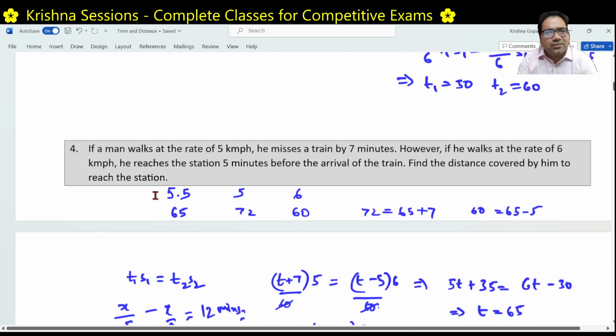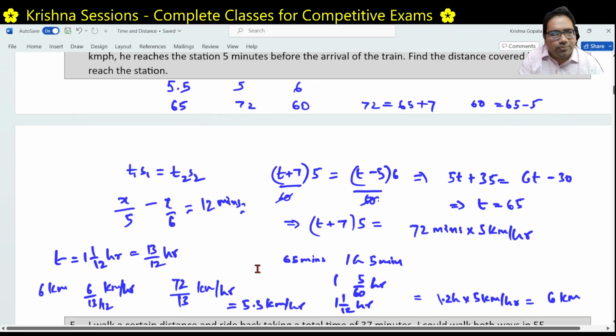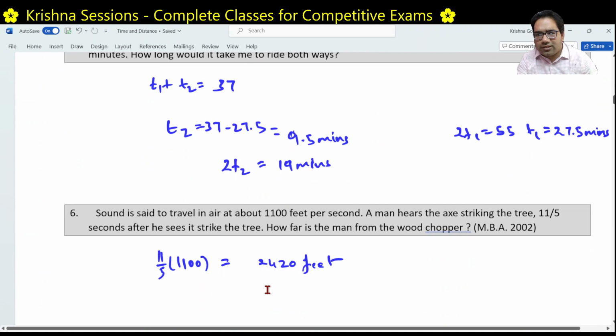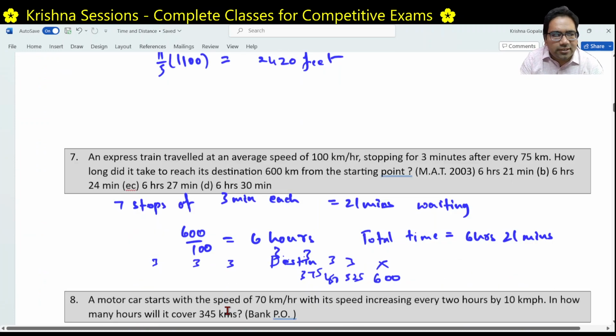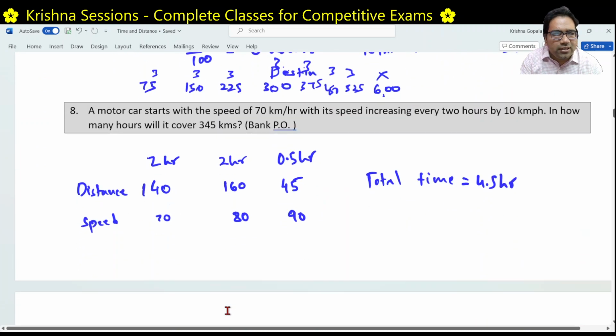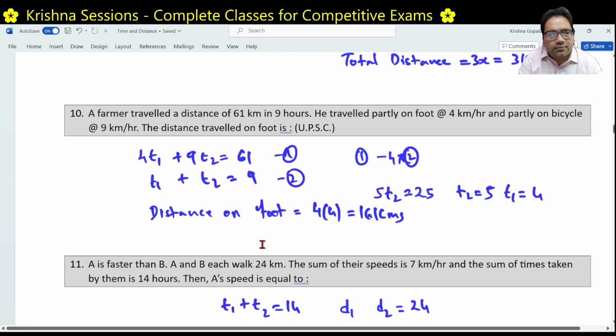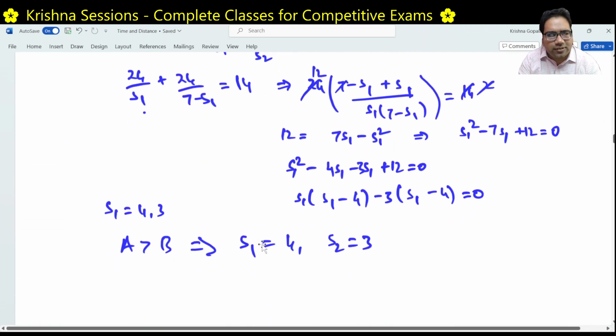Likewise, you just need to know how to write these equations. When distances are the same, what is the speed into time? Which speed into time is equal to which speed into time. Hope you understood these problems. We'll pick up more important problems. All the problems that I picked are really important for you to get conceptual clarity. These are the kind of questions that we are getting in the exams. These are all previous questions only. We need to understand how to solve these equations.